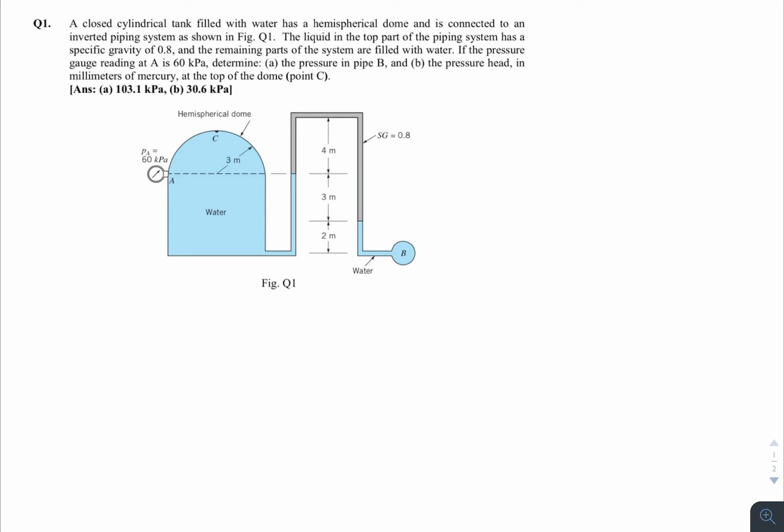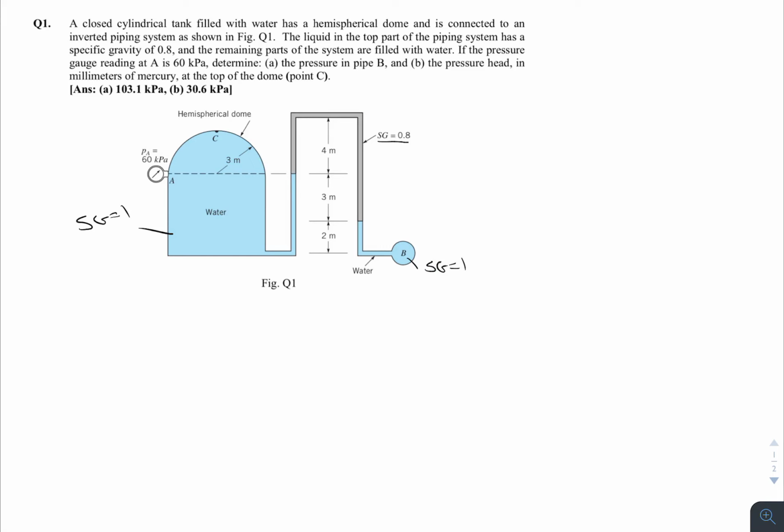So just to read the question, we have a closed cylindrical tank filled with water. It has a hemispherical dome and is connected to an inverted piping system as shown in the figure. The liquid in the top part of our piping system, our grey liquid here, has a specific gravity of 0.8, so Sg here is 0.8, which means it has 0.8 the density of water. That is the definition of specific gravity. And the remaining parts of the system are filled with water, so the blue liquid here has an Sg of 1.